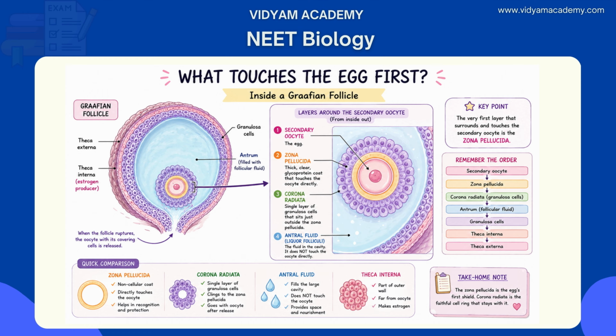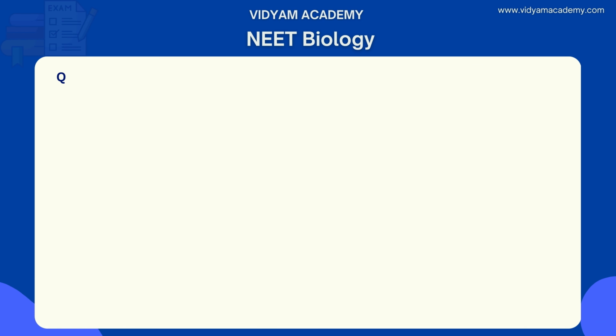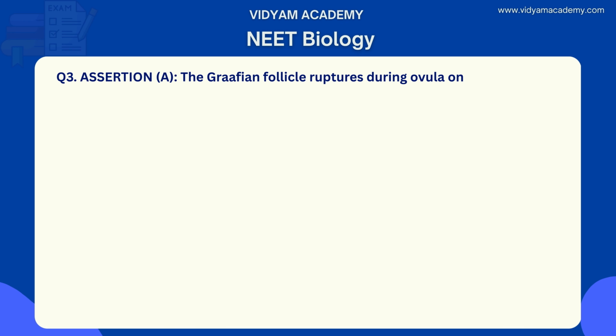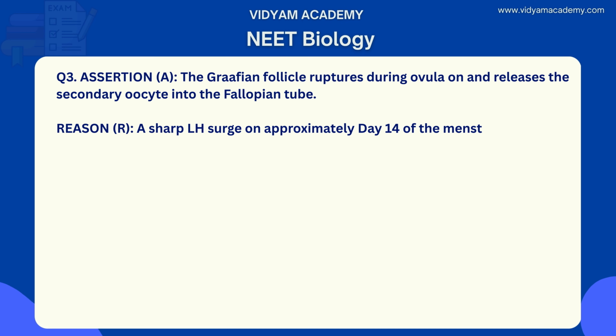That's why option C is the right answer, exactly what the question demands. Next, let's move to question number 3. Here we have an assertion and reason question. Assertion A: the Graafian follicle ruptures during ovulation and releases the secondary oocyte into the fallopian tube.